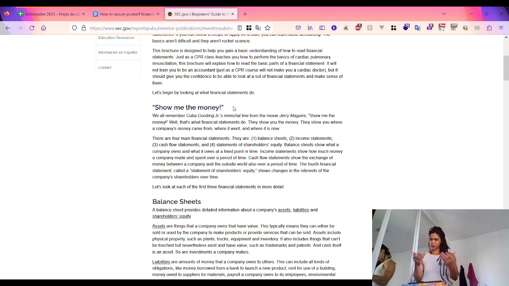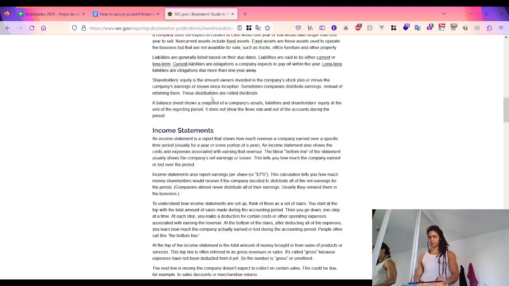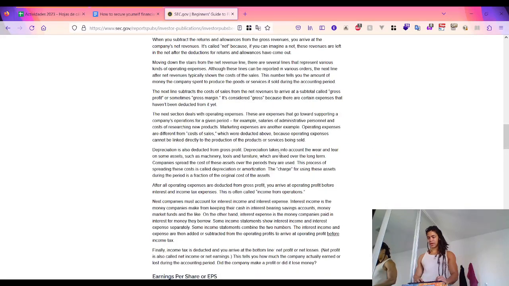Now, once you deduct depreciation and the operating expenses from the gross profit, you arrive at the operating income, also called income from operations or operating profit, before interest and income tax expense.